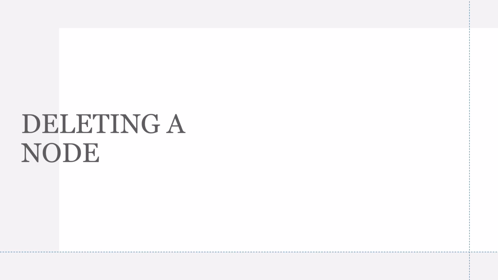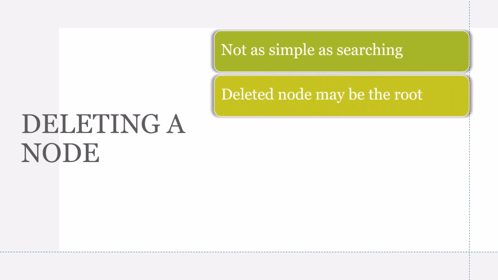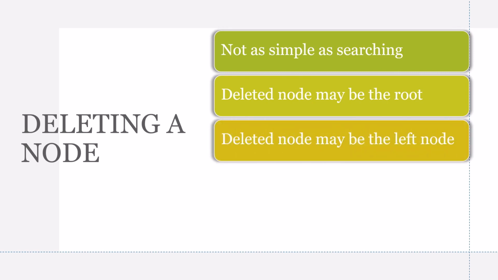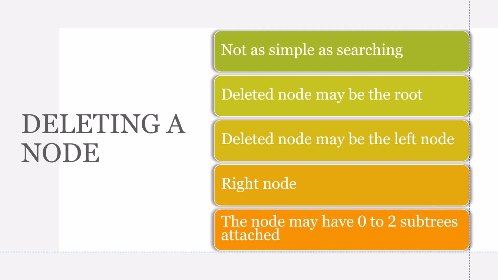So deleting a node, unfortunately, is not as simple as searching. Why? Because first of all, we could be deleting a node that may be the root, or we could be deleting a node that could be the left node or the right node. And the node that we are deleting, be it the root, the left node, or the right node, could have 0, 1, or 2 subtrees attached to it. We cannot afford to lose those subtrees.